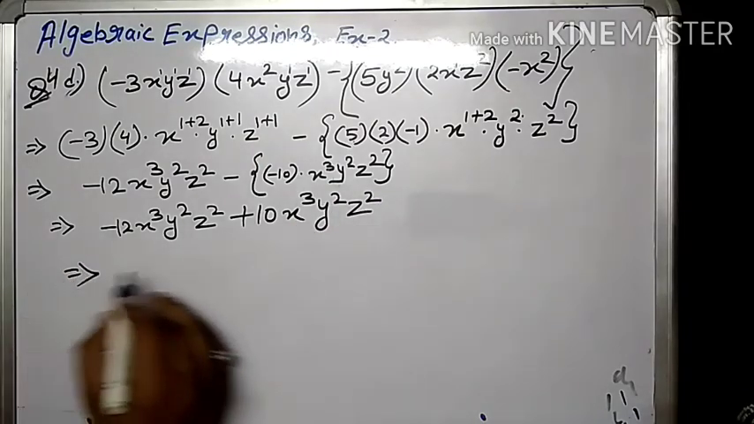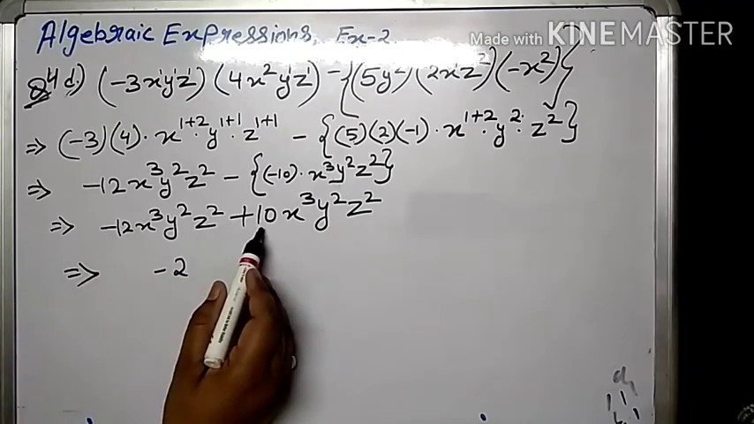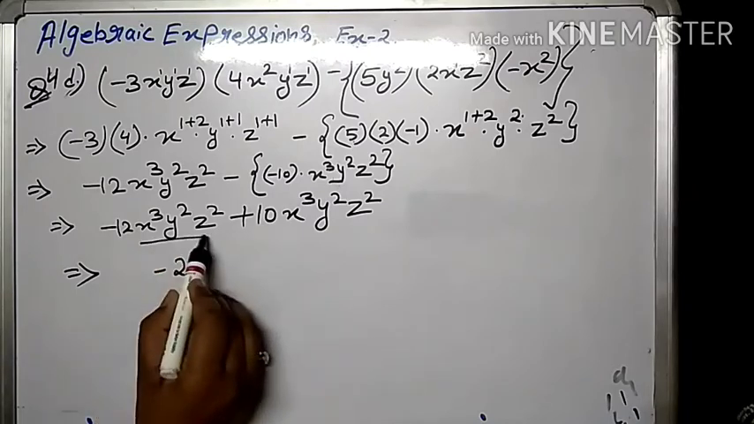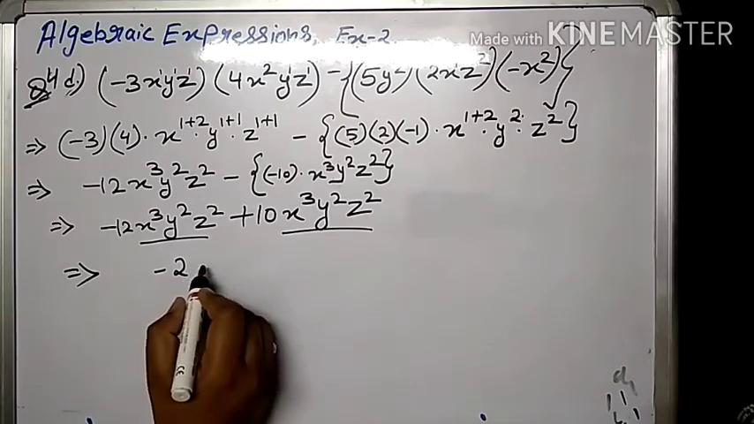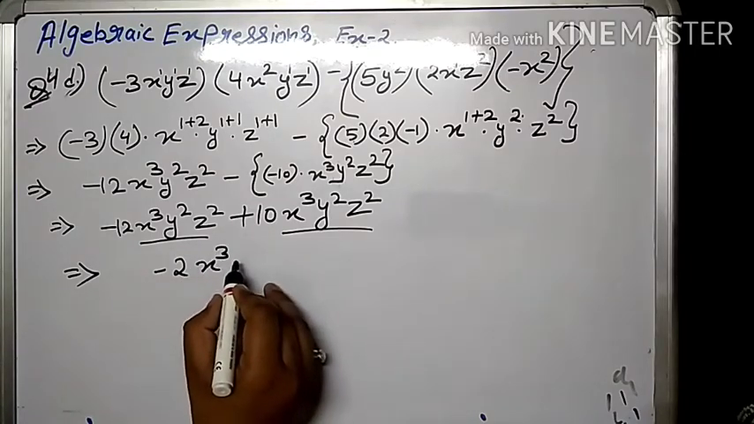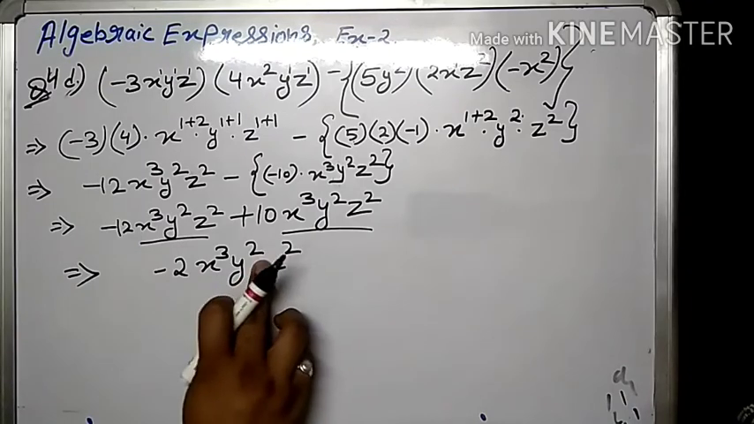The answer will be minus 2. This is minus 12 and this is plus 10. And we know that these are like terms. So we take the difference of the two given like terms. That is, it becomes minus 2 x to the power 3, y to the power 2, and z to the power 2.